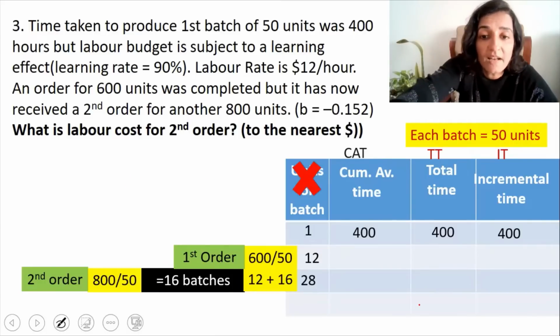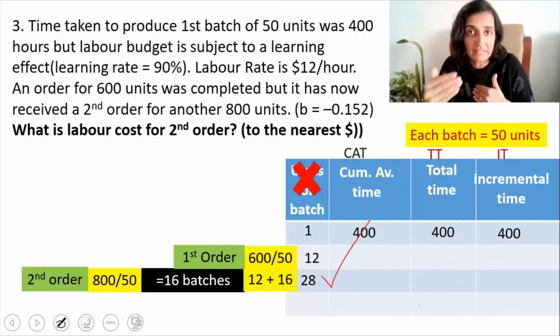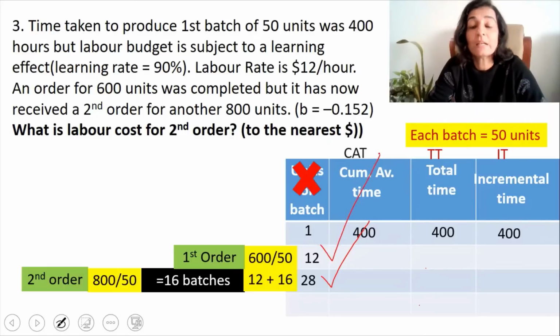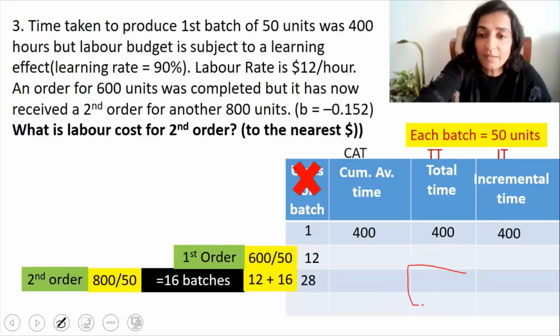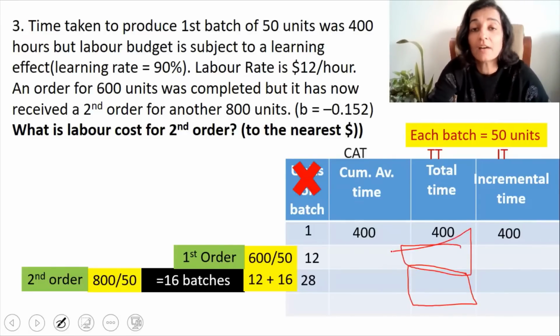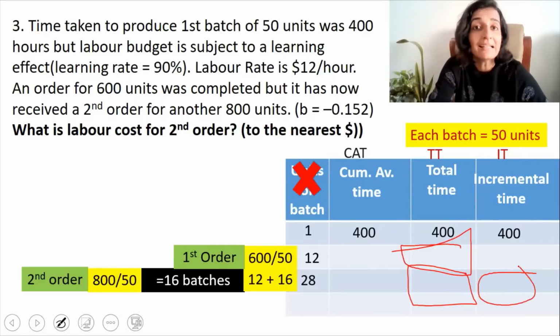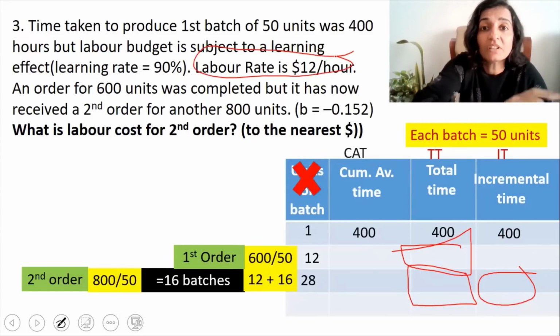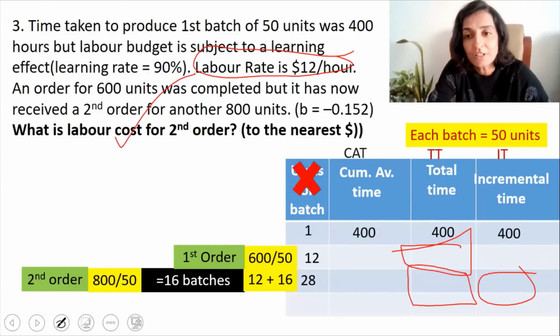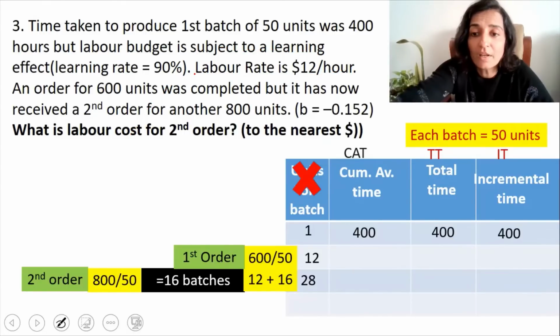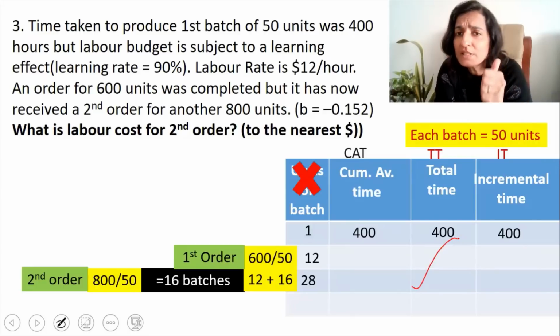So now we got the number of batches that will be completed after the second order and the number of batches that will be completed after the first order. And what are we supposed to find out? The total time taken after the second order minus the total time taken after the first order. Only then we will get the incremental time of the second order. That is what we have to find out. And after that, we have to multiply that with the labor rate of $12 to get the labor cost for the second order.